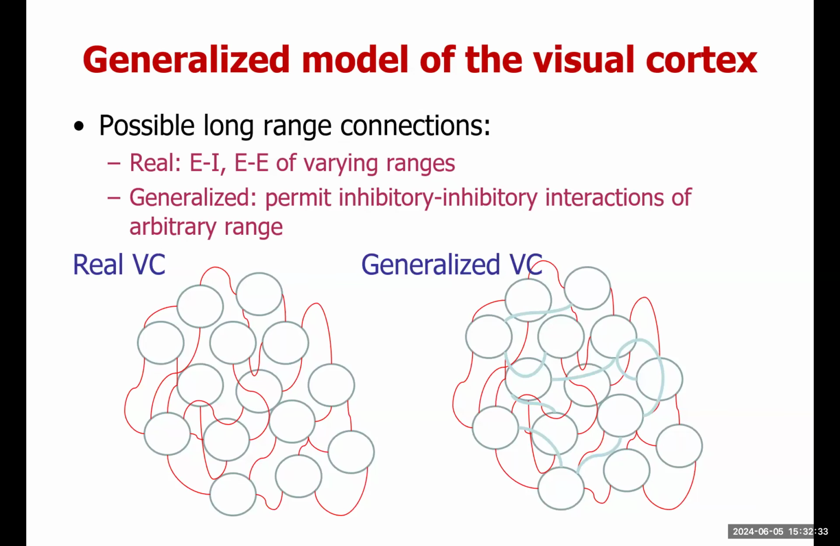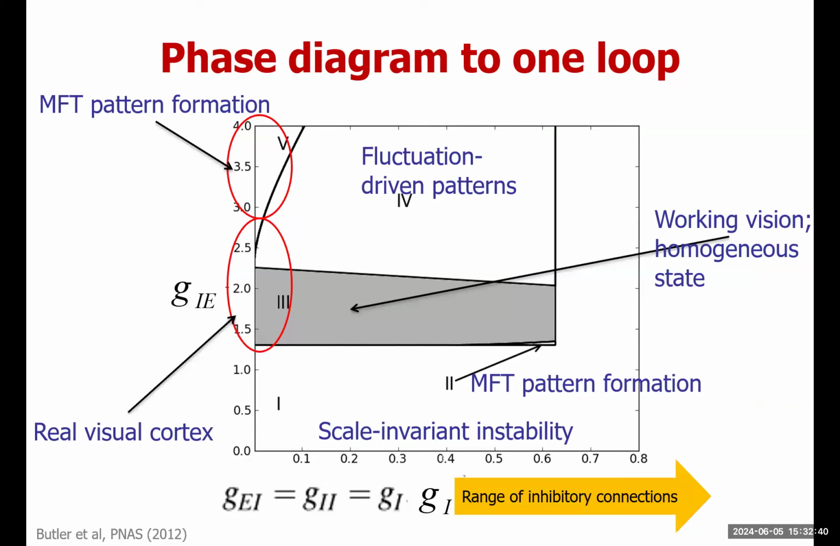Okay, so we make some randomized visual cortex model, and then we do the computation of the phase diagram to one loop order. And that's quite a messy field theory calculation, but you can do it. Okay, so what you see here on the horizontal axis is basically the range of inhibitory connections, and on the vertical axis is the inhibitory excitatory coupling constant, and then we have these different phases that are shown here.